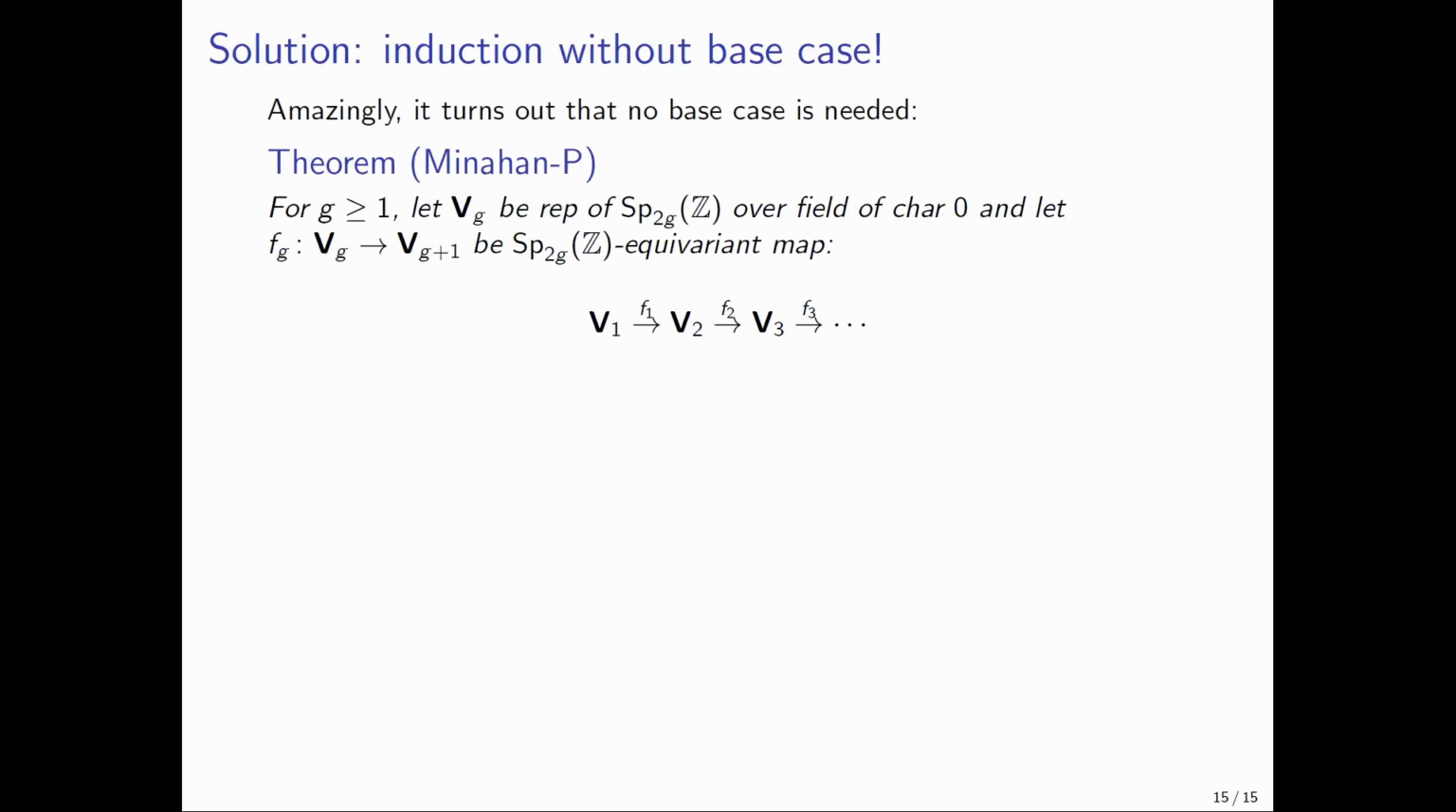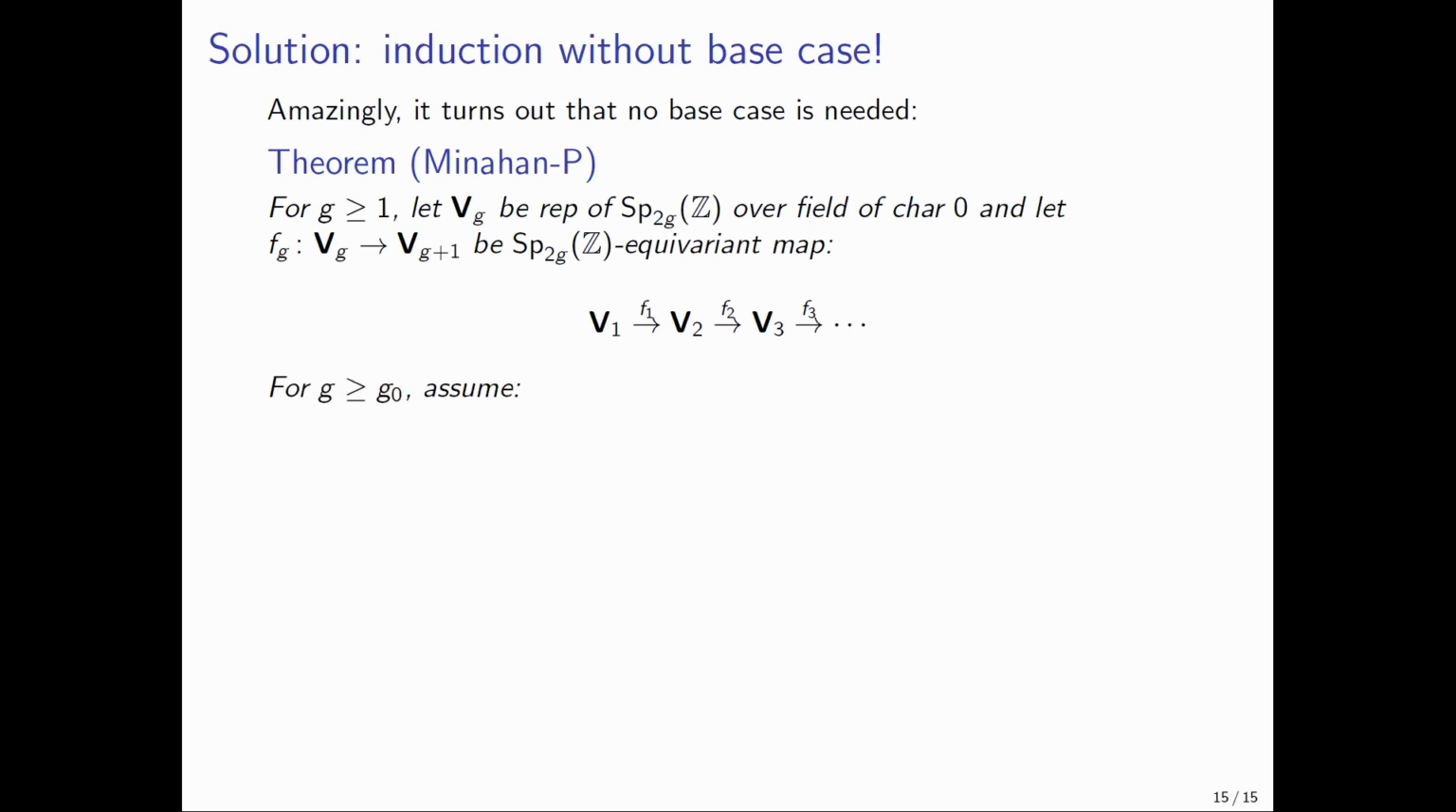So for g at least 1, let V_g be a representation of the symplectic group over a field of characteristic 0, and let f_g from V_g to V_{g+1} be an Sp_{2g}(Z)-equivariant map. Oh, I forgot, actually, it should be Sp_{2g}(Z) cross Sp_2, with Sp_2 acting trivially on V_g. So there's a typo in the theorem statement right there. Anyway, we have a sequence of representations of symplectic groups and equivariant maps between them.